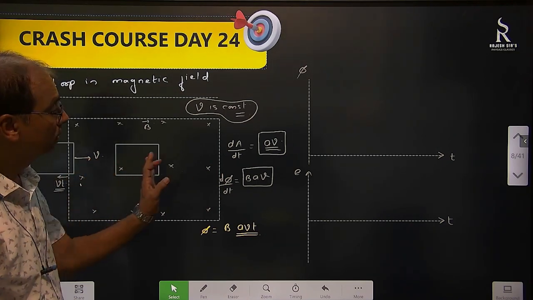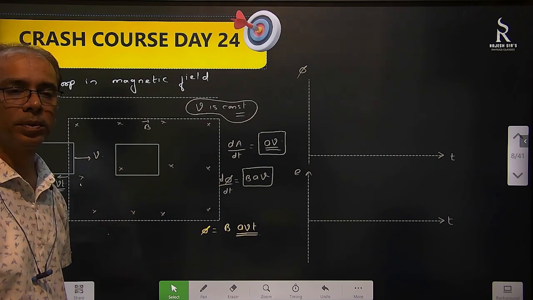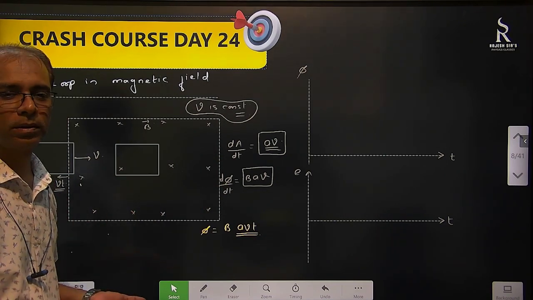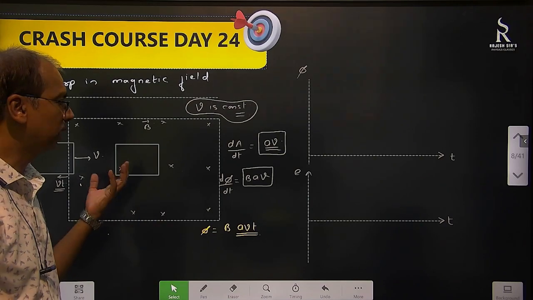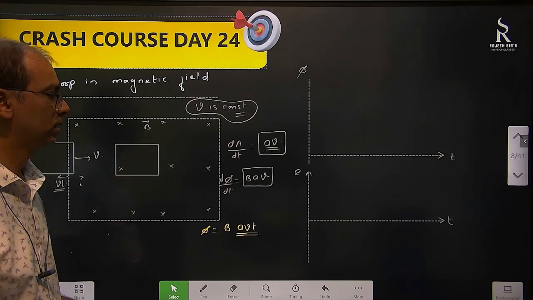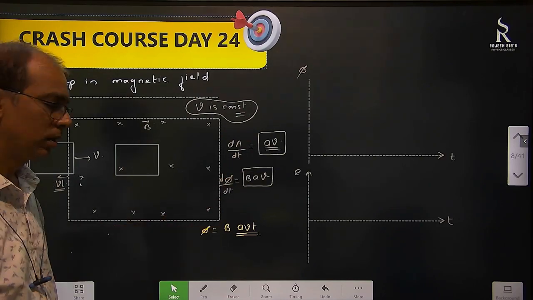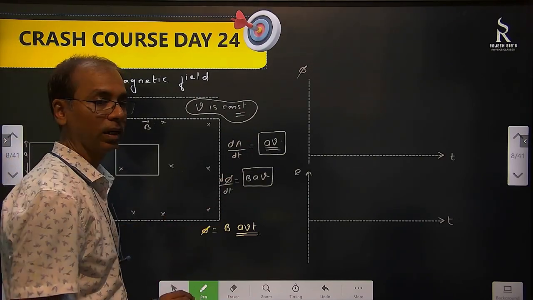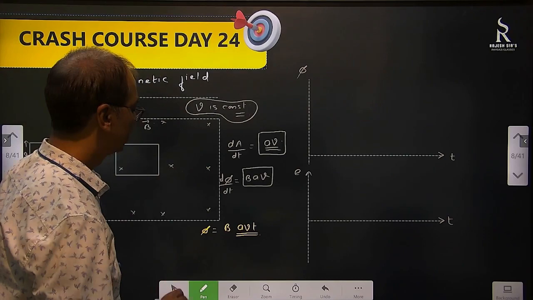Then this is going to move out. Then what will happen? Then area decreases. So when area decreases, that time also flux is changing. Yes, that time also EMF will be induced. So we have to make a graph. On a graph also, they can ask us questions. So that's why the graph. Flux first.